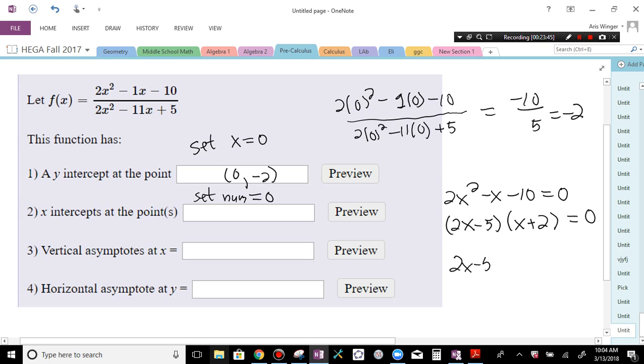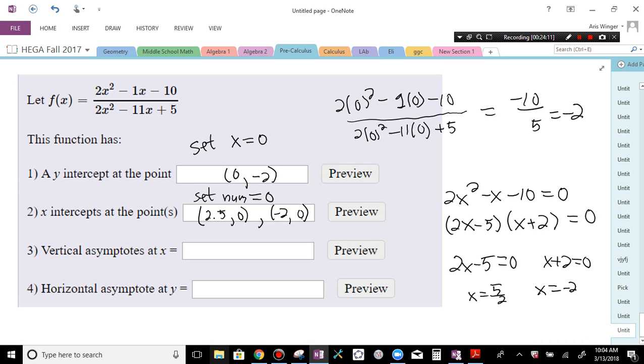So then you would set each one equal to 0 and solve. 2x minus 5 equal to 0, x plus 2 equal to 0. x is 5 over 2, and x is negative 2. So it looks like we're going to put in 2.5, comma 0, and then negative 2, comma 0, like that, right? Assuming the denominator isn't crazy. The denominator might be crazy here.